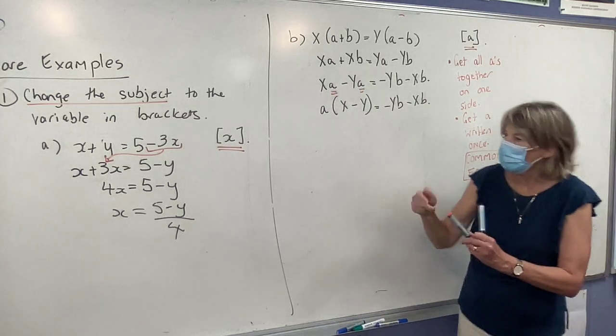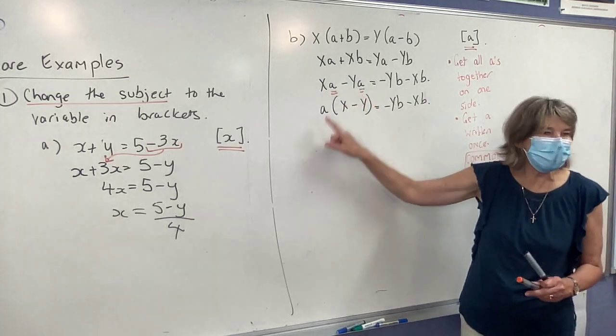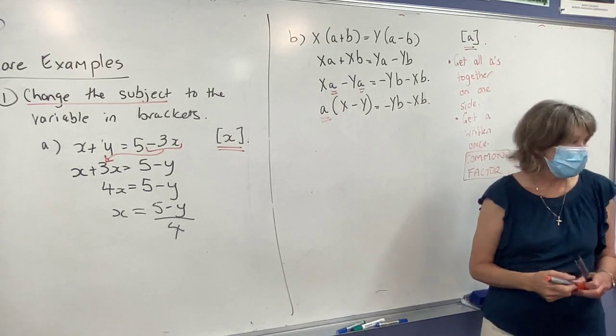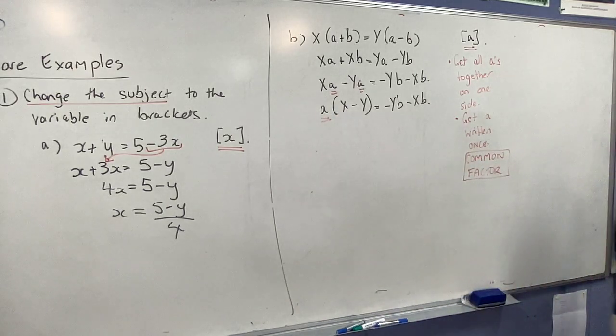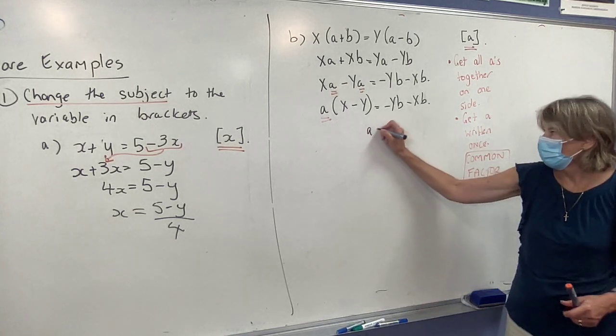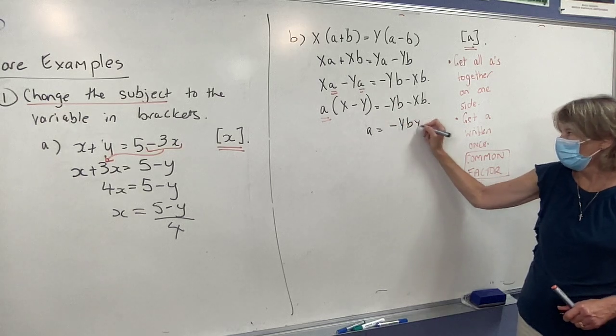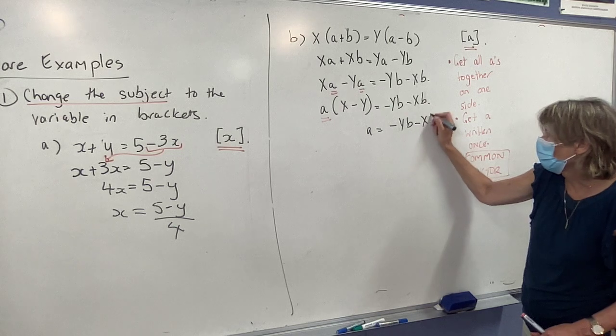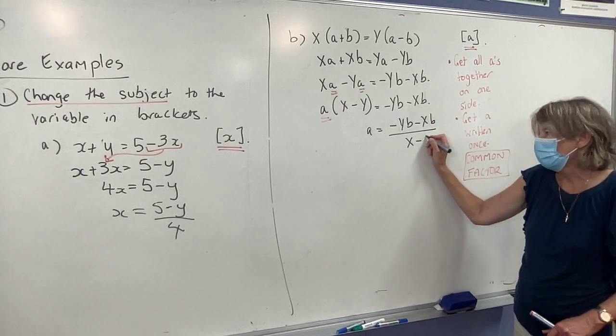Right? So look at that. We had two of them, but when we took it out as a common factor, it becomes one of them, doesn't it? So now you've only got it written once. Who can tell me the next line? Sean. Can you do A equals minus YB minus FB over, oops, X minus Y? Over what, sorry? X minus Y. Perfect. And that's your answer.